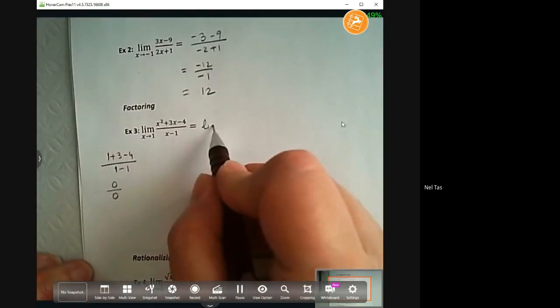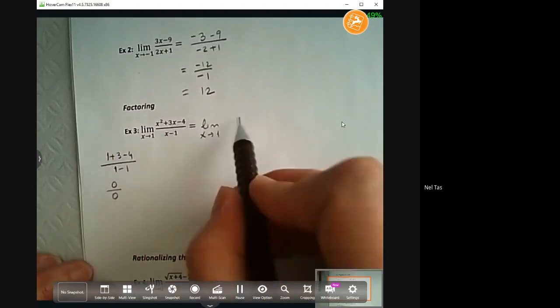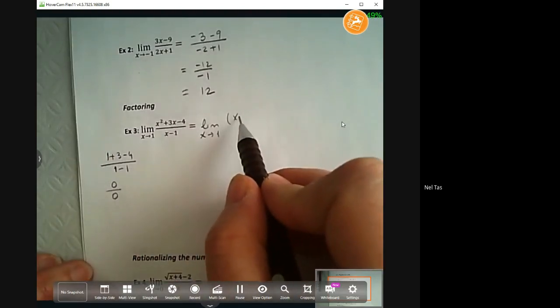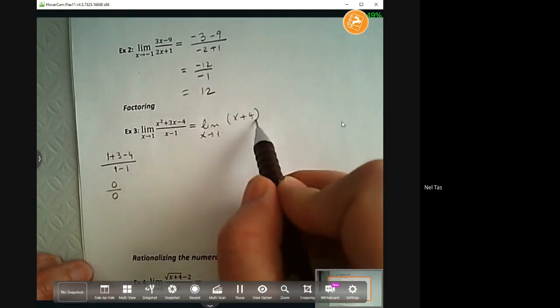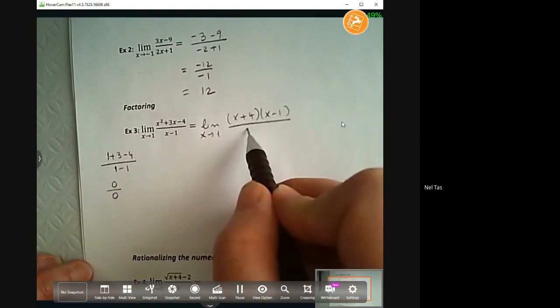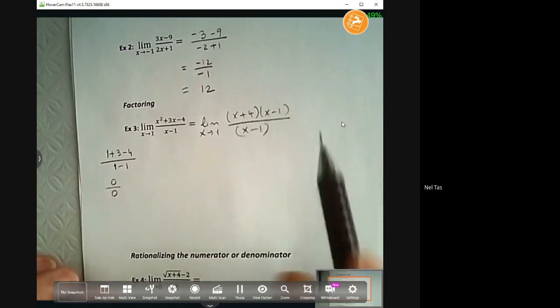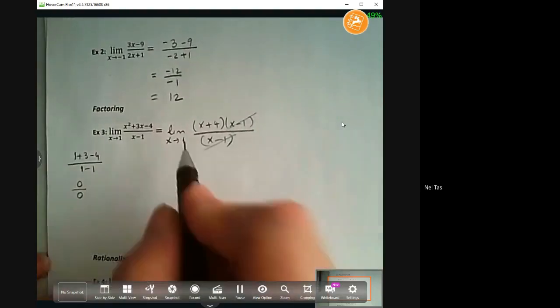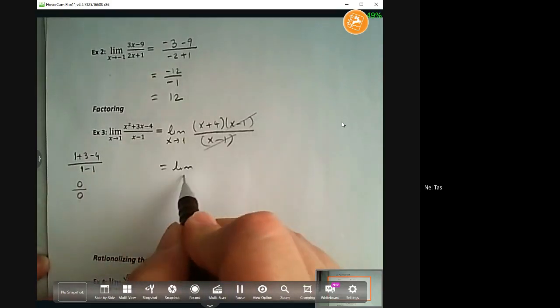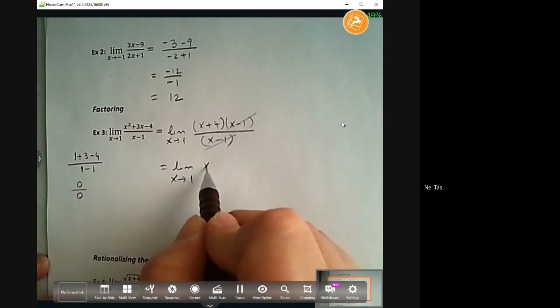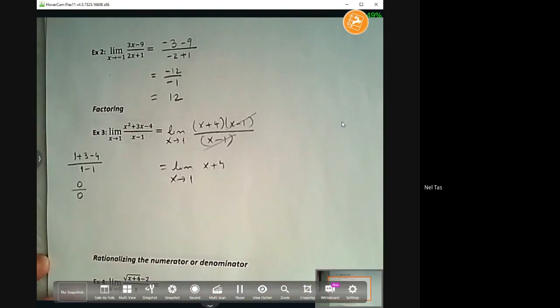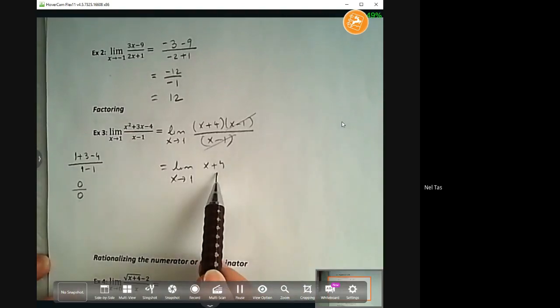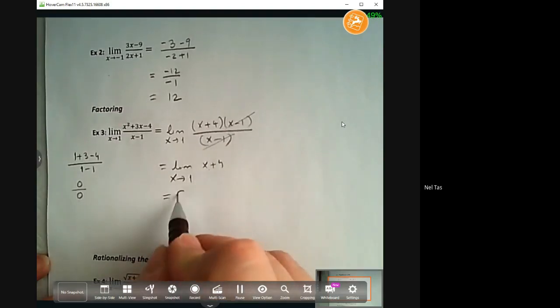So we can factor the numerator. That gives us (x plus 4)(x minus 1) over x minus 1. Now you see that x minus 1 and x minus 1 cancel. Then you just look at the limit of x plus 4 as x approaches 1. Now you can use substitution. After this point, you just substitute in here, so you get 5.